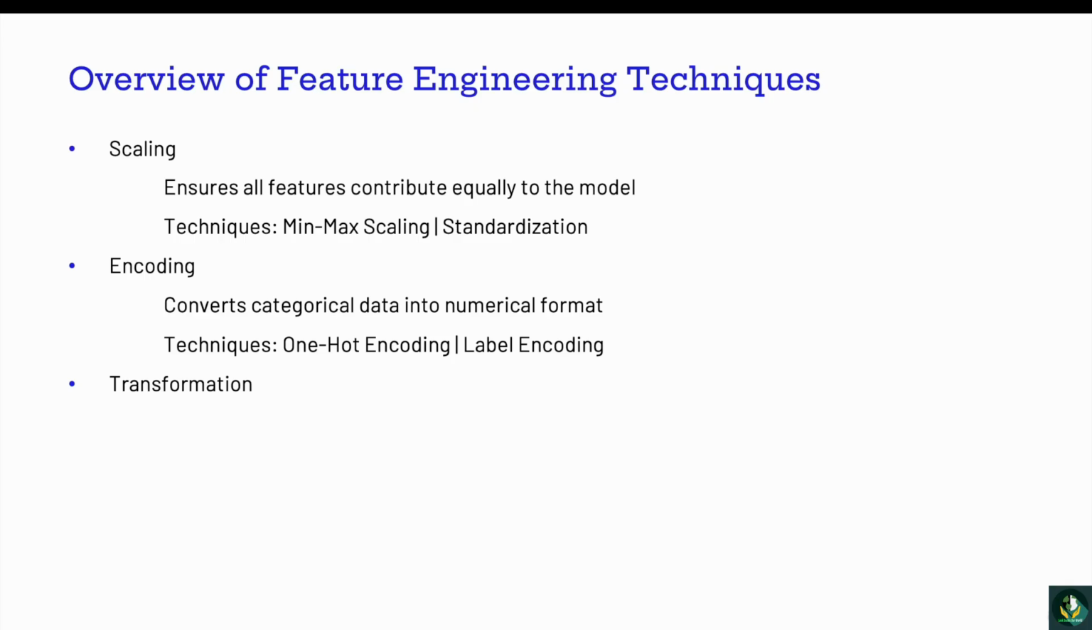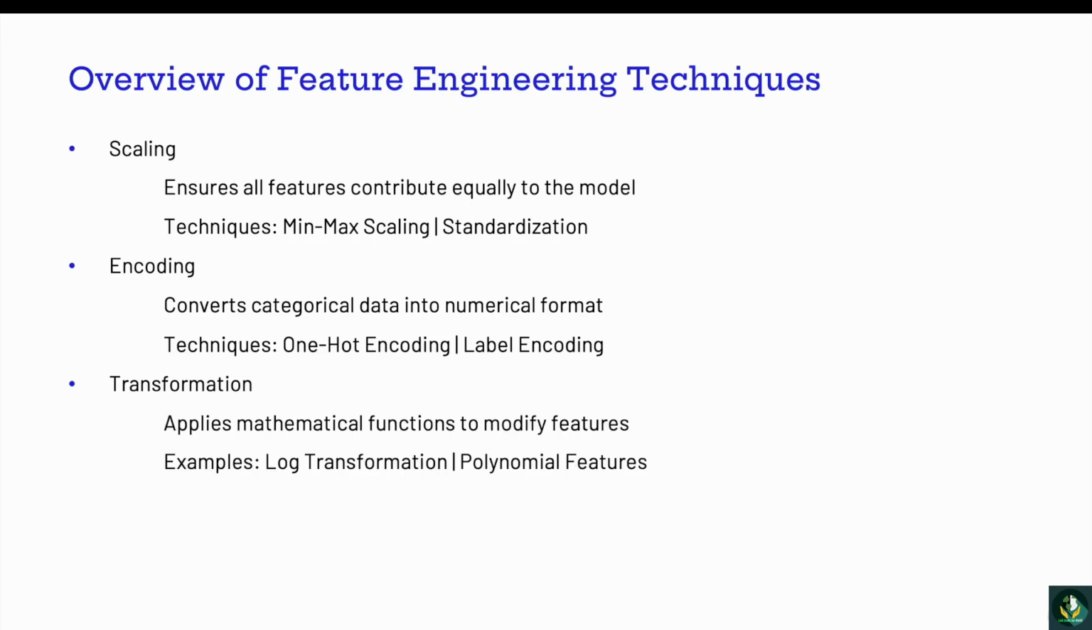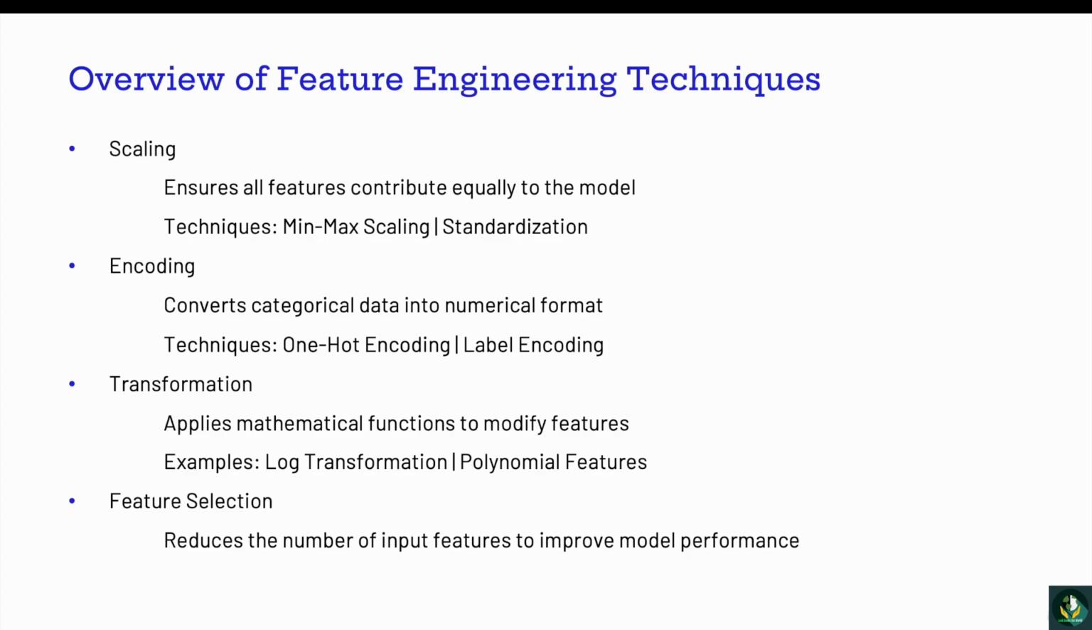Let's talk about transformation. Now, this applies mathematical functions to modify features. Examples can be log transformations, which reduce skewness in data, and polynomial features, which add higher order terms for non-linear relationships. Next is feature selection. This reduces the number of input features to improve model performance. Techniques used here include statistical methods, for example ANOVA or chi-square, which we have done in I think second or third week, and we have recursive feature elimination, which is RFE.